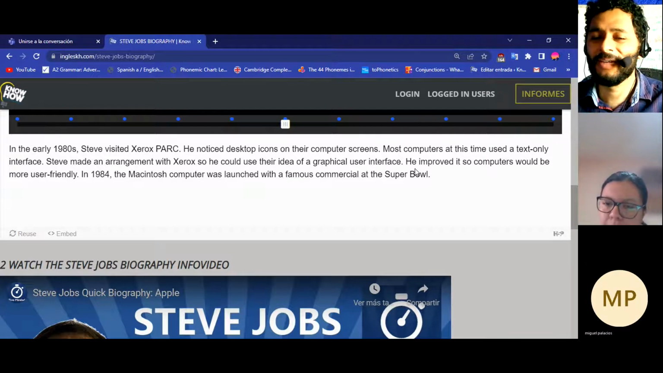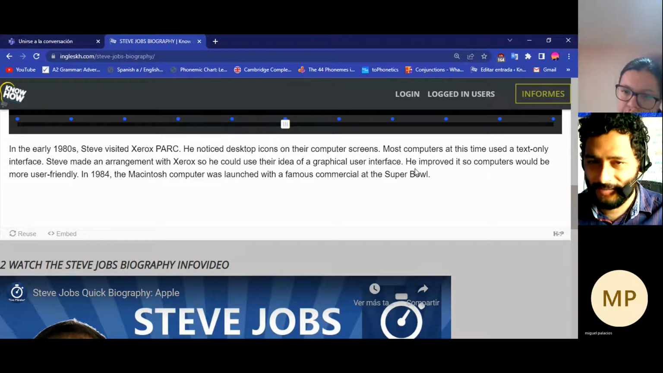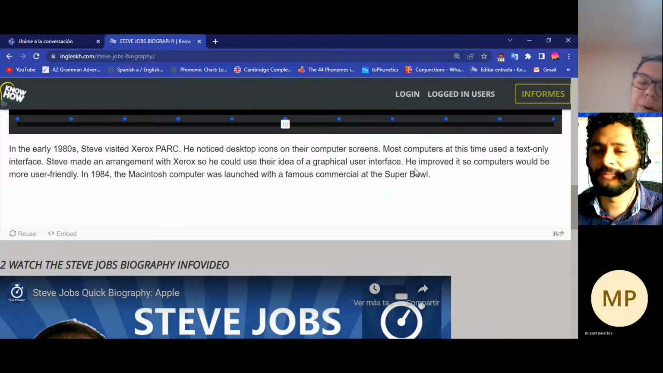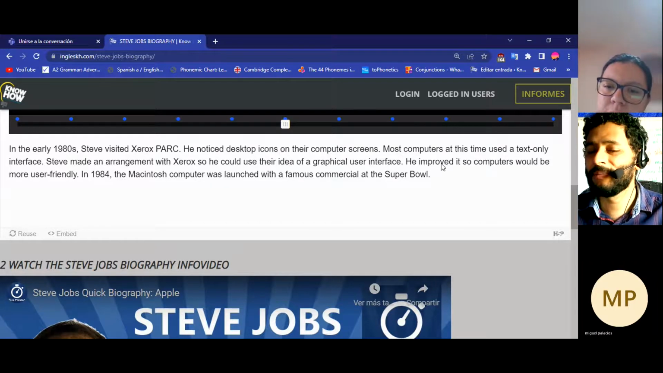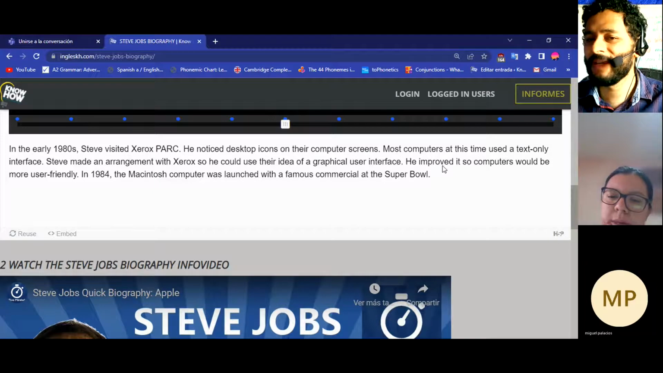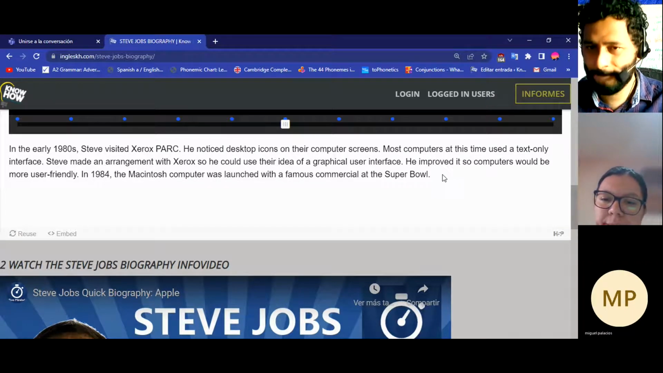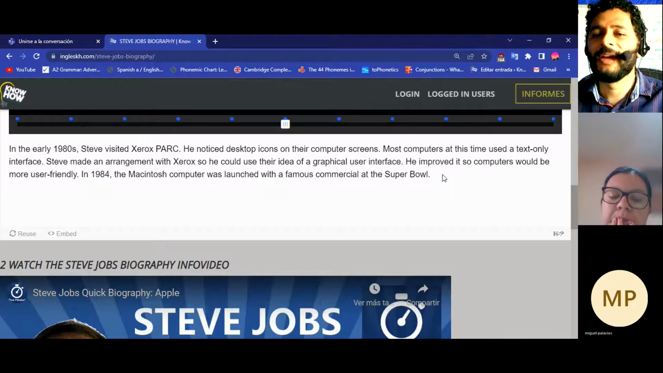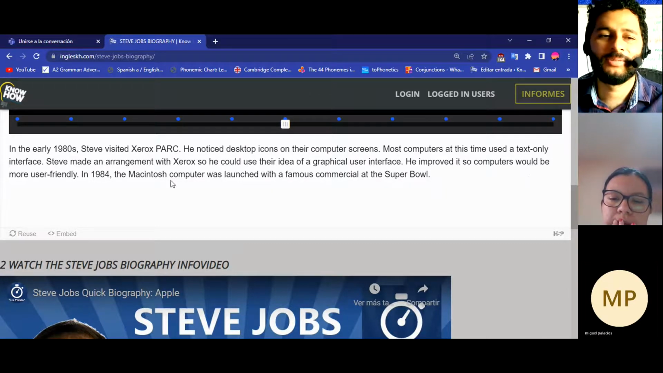And he improved it. Prove it. Okay. So sería prove it. O sea, no, pues si dices prove it, estás pegando a la B, ¿no? Con la IT. Prove it. Pero es proved it. And he proved it. He proved it. Proved. Okay. So computers could be more.